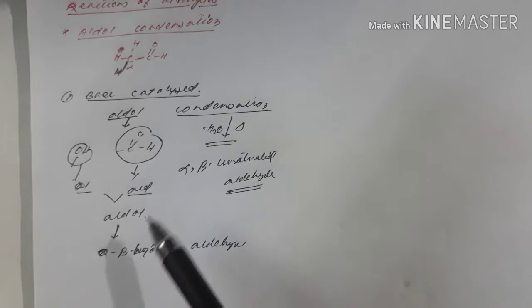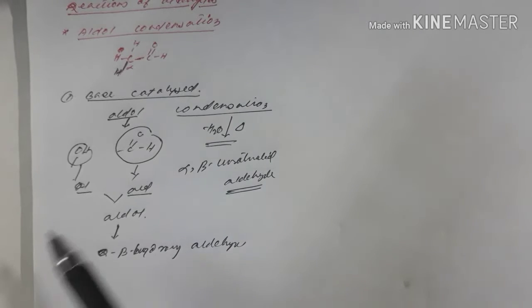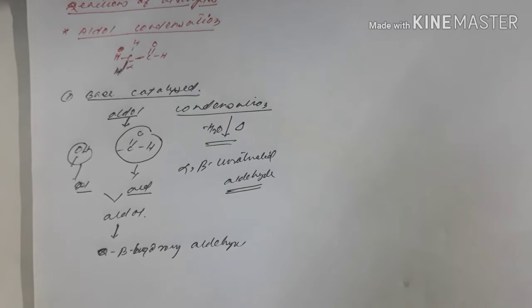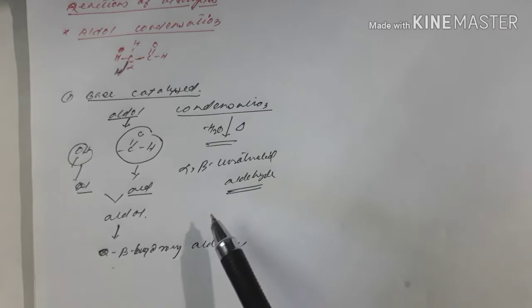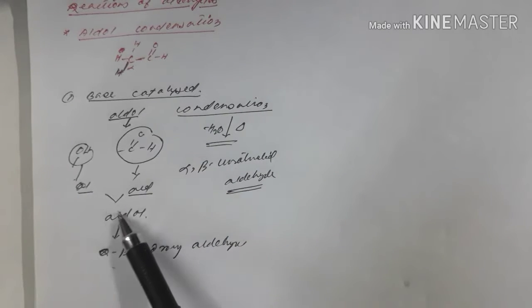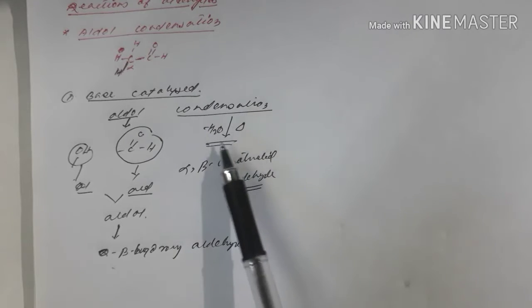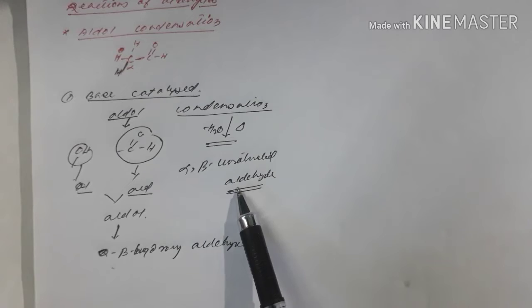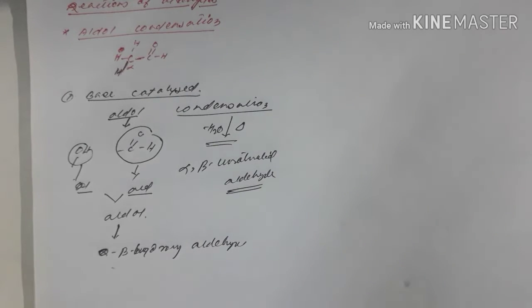In this reaction, as I have already told you, an aldehyde having at least one alpha hydrogen undergoes a reaction in the presence of a base, so you can consider sodium hydroxide or potassium hydroxide, and it will first of all give us beta hydroxy aldehyde as the aldol product. When it undergoes condensation, by removing the water molecule, it will give us alpha beta unsaturated aldehyde. So this is what we mean by aldol condensation, briefly.